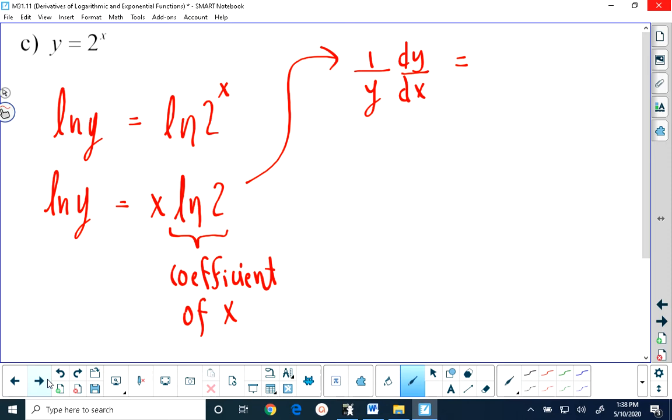Of x. So if I said that we had an expression that was 5x, and I said, what's the derivative of 5x? You would say it's 5. If I had pi times x, the derivative of pi times x with respect to x is pi. So the derivative of ln 2 times x is ln 2. And now I can rearrange for dy dx. Dy dx is equal to y ln 2, but y is 2 to the x.